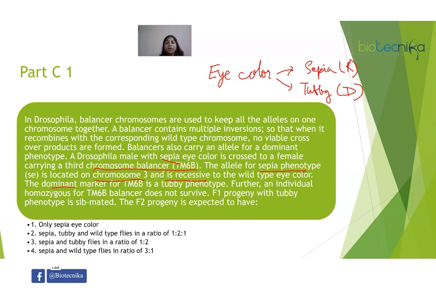Now, for that, let's talk about this eye color. Just for our easier crossing, let's say that the allele se is responsible for sepia, small se because it is recessive, and capital S is for tubby. So basically, eye color has now two alleles.